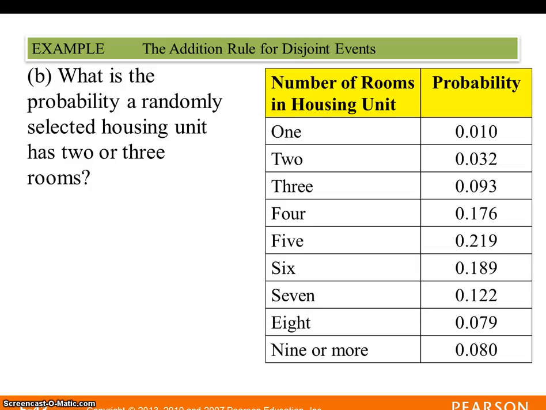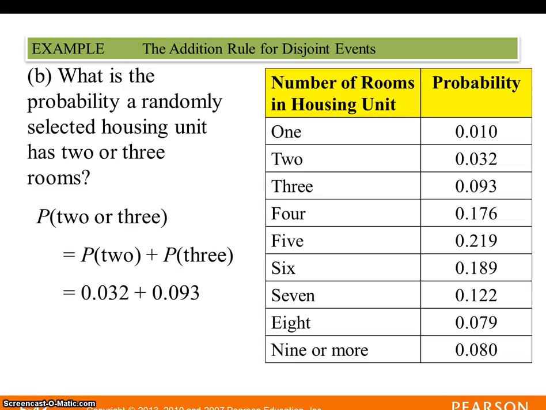And then it'll ask you certain questions like, what is the probability a randomly selected housing unit has 2 or 3 rooms? Now, because these events are disjoint, you can't have a house with both 3 rooms and 2 rooms, right? I mean, if you don't include the 2 rooms as part of the 3, then these events would be disjoint, so all you'd have to do is add these probabilities together. So the probability of 2 or 3 then would be 0.032 plus 0.093, which would give you 0.125.